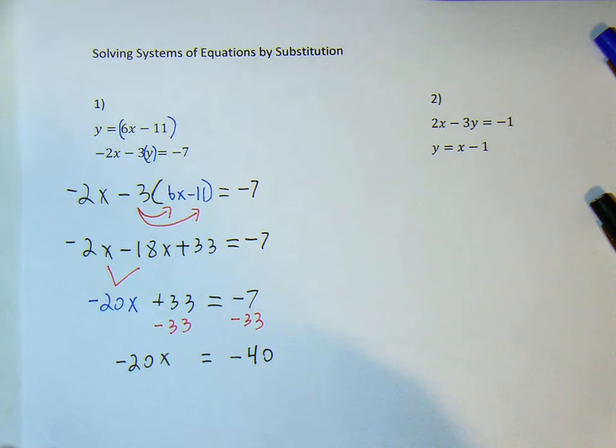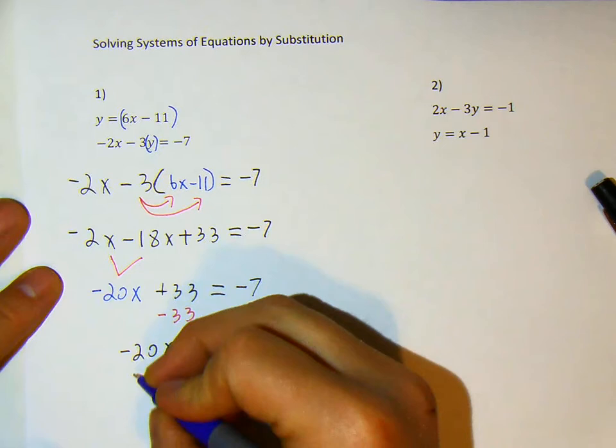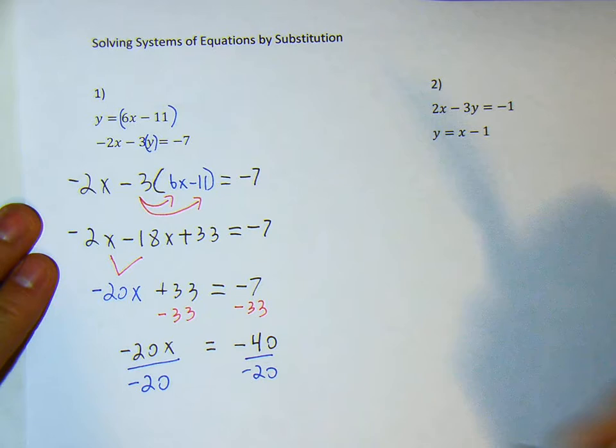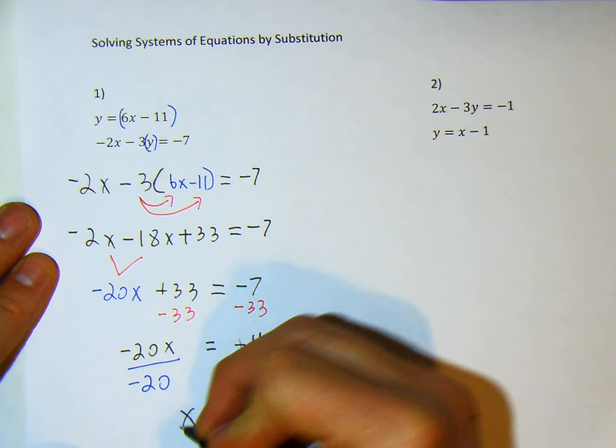All right, what times negative 20 equals negative 40? Well, let's pretend we don't know. We're going to divide by 20, the opposite of times 20. And if we divide negative by negative, that would be a positive. And 40 divided by 20 is 2. So x is 2, and we're like, yeah, we're done. But we're not.